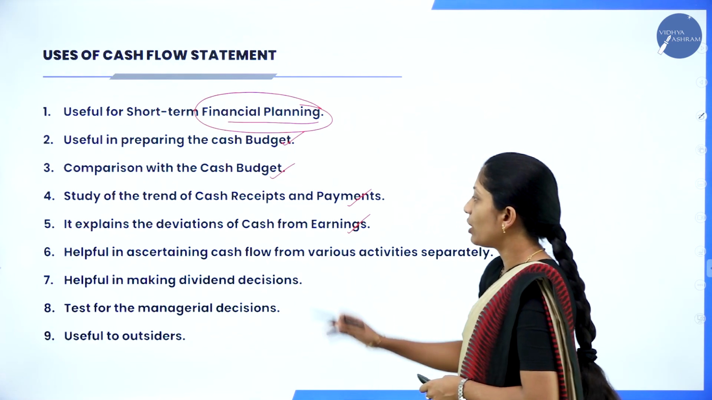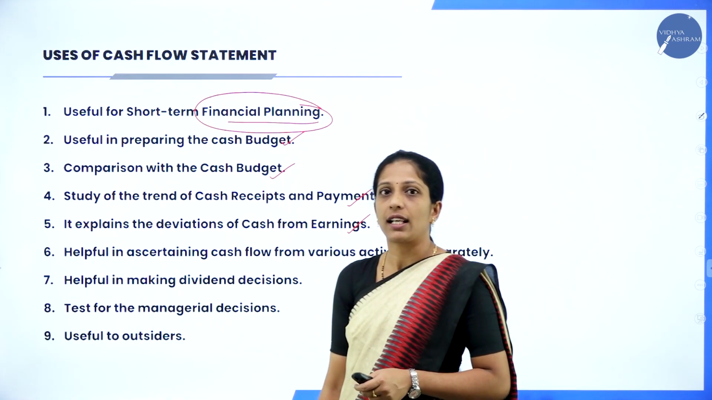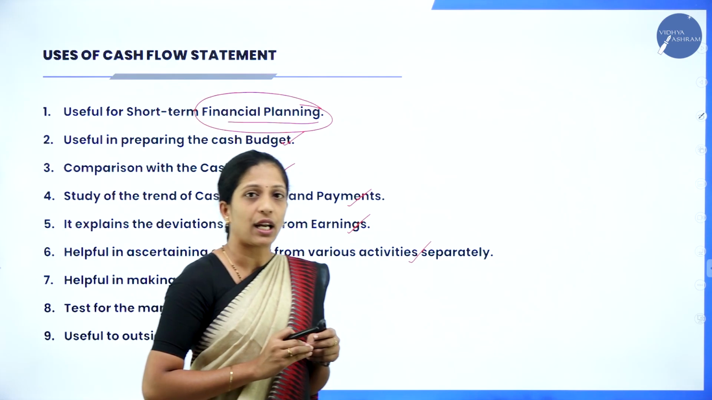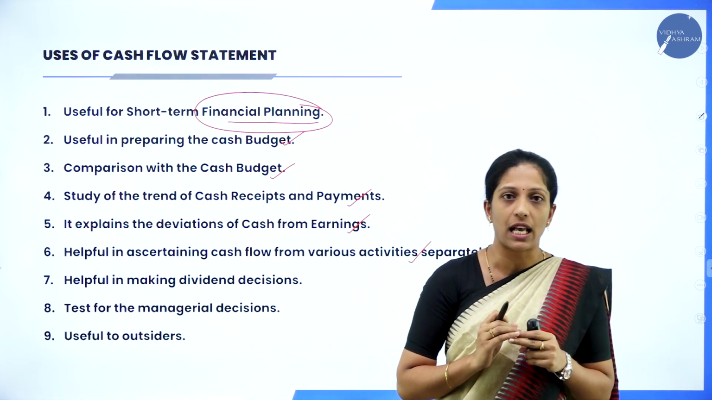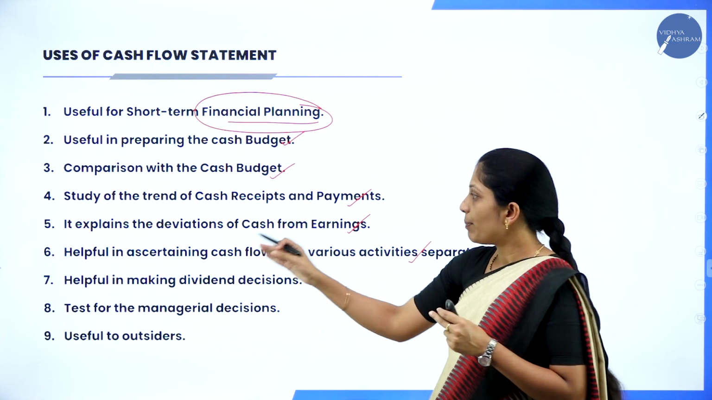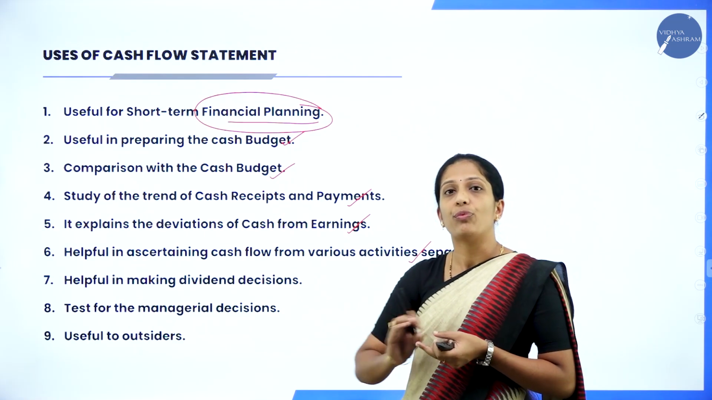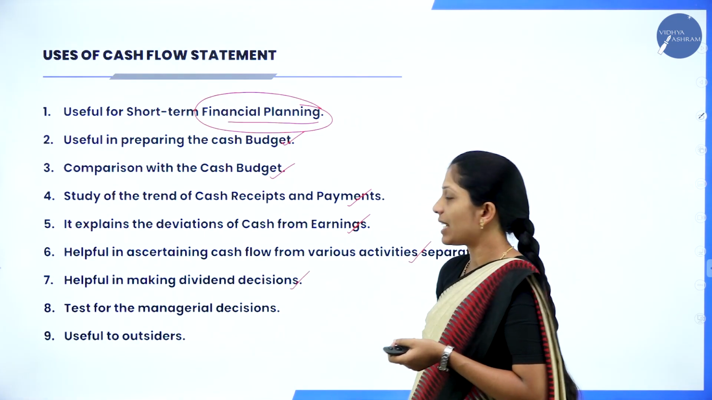And the next is helpful in ascertaining cash flow from various activities separately. So you can ascertain the cash from various activities, like there are three main activities under cash flow statement: operating activities, investing activities as well as financing activities. So by preparing this cash flow statement, you will be able to ascertain cash flow from various kinds of activities. Next, helpful in making dividend decisions.